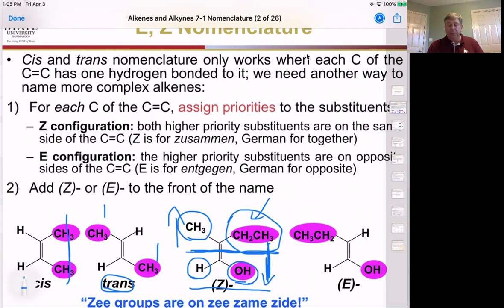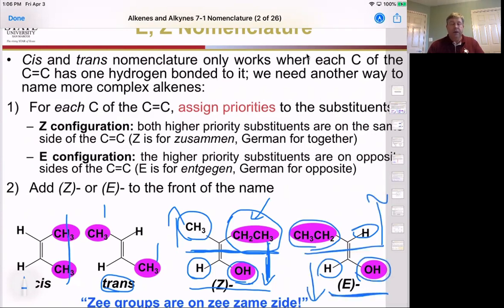Now, if the highest priority groups are opposite each other, in this case, we have a carbon versus a hydrogen on this side of the double bond, and we have a hydrogen versus our OH on this side of the bond. We now have them on opposite sides of the bond, so they would be the Entgegen or opposite configuration, and therefore they are the E designation.